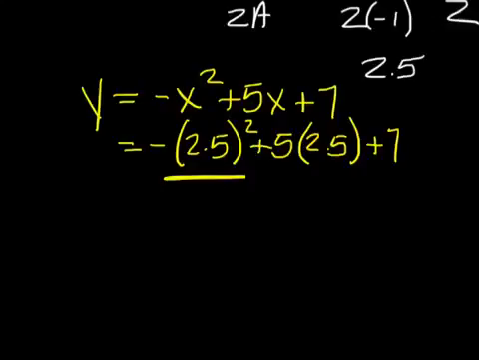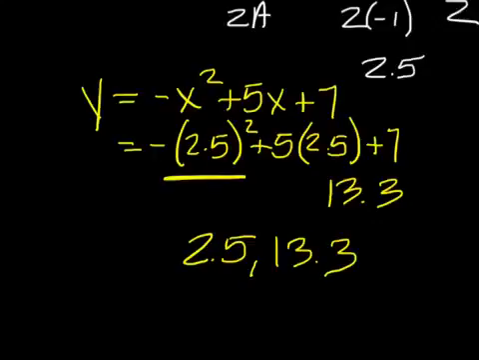If you round it to the tenths place, you should get what? 13.3, right. So we'll do 13.3 for that one. So the vertex is 2.5 and 13.3. Alright, so we have a vertex of 2.5 and 13.3.